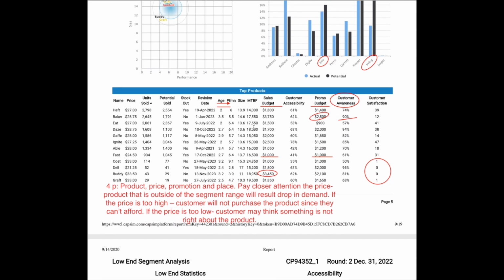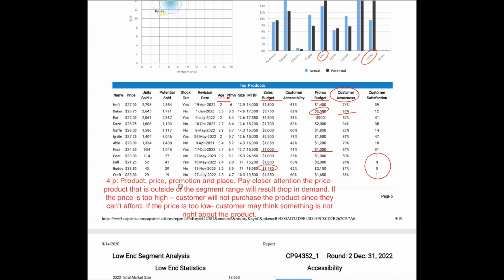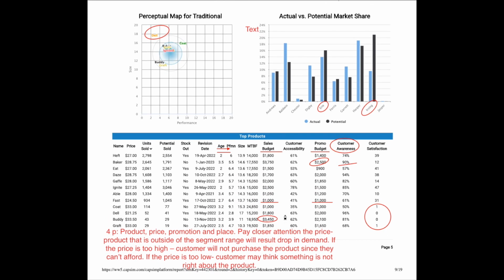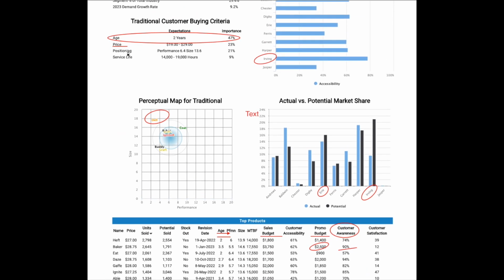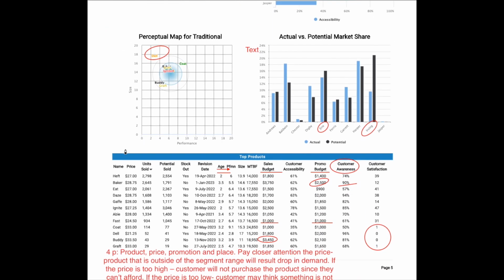So remember the 4 P's in marketing: product, price, promotion, and place, right? So your team needs to pay attention to the price of the product. If the price is outside of the segment range, it will result in a drop in demand. Why? Because if the price is too high, the customer will not purchase the product since they cannot afford it. And if the price is too low, customers may think something is not right about the product, right? So that's why those teams whose price does not meet this range need to pay close attention.